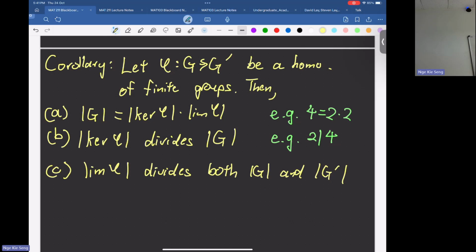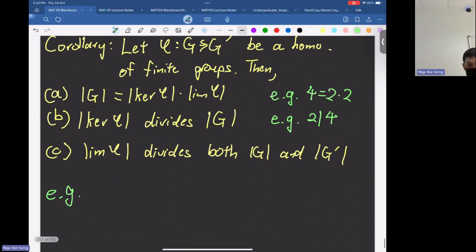Where does the image of φ live? In G prime, right? So how to divide? The image of φ is a subgroup of G prime, okay? So the order of a subgroup must divide the order of the group. Okay, so I leave it as an exercise: write all the proof down for this question here. Try to write it yourself, I already told you the answer.